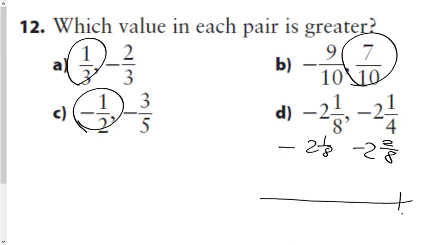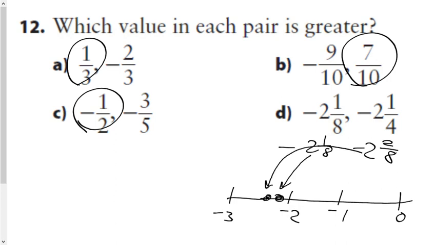All right, so if we think of our number line, 0, negative 1, negative 2, negative 3. Negative 2 1/8 would be here. Negative 2 2/8 would be there. Which one's farthest from 0? The second one is, so therefore this number is greater because it's closer to 0.